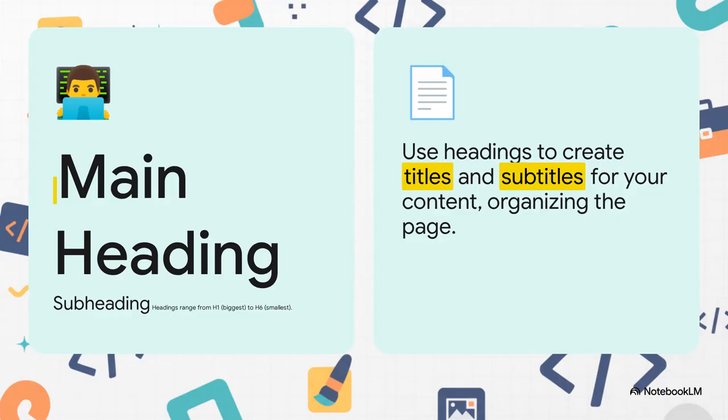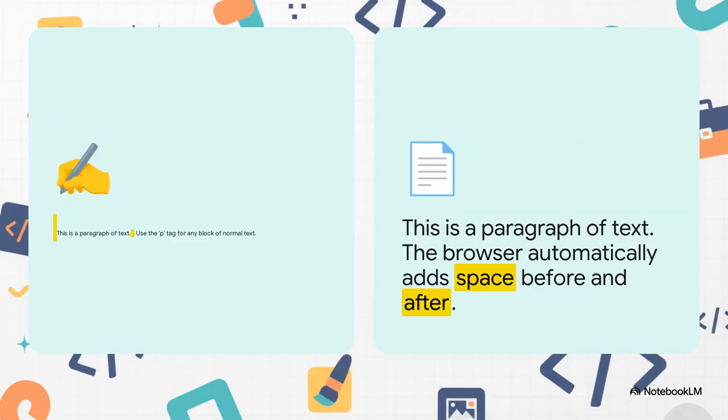Now, to create titles and subtitles, you use heading tags. They go from H1 for your most important main title, all the way down to H6 for tiny subheadings. Here's a pro tip. You should really only use one H1 per page. Why? Because it tells search engines like Google what your page is really all about, which is super important for getting found online. For any chunk of normal text, you'll just wrap it in a paragraph tag. It's really as simple as P to start the paragraph, and then a closing P to end it. The browser takes care of all the spacing for you, giving you a nice, clean block of text.